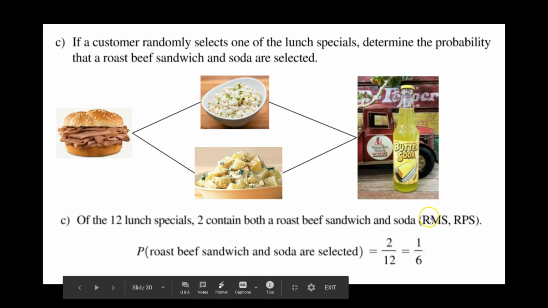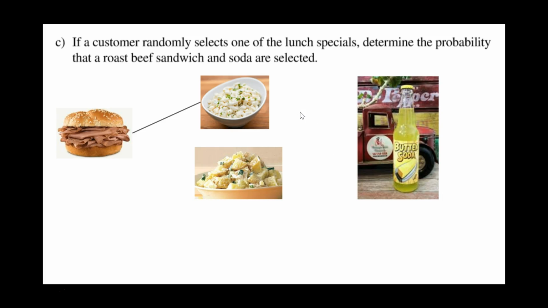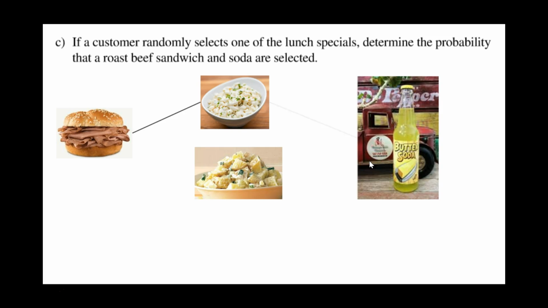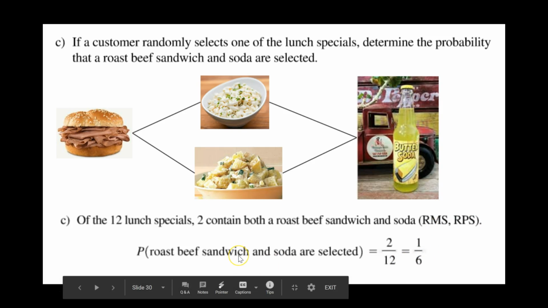You can also look it up in the listings. Remember, we don't really care about the sides. We're just making sure they select a roast beef sandwich and a soda. Looking at these listings, which ones have a roast beef and a soda? Here's roast beef, soda, and then again we have roast beef and soda. So there are two possible outcomes. 2 out of 12 reduces down to 1/6 as the probability.